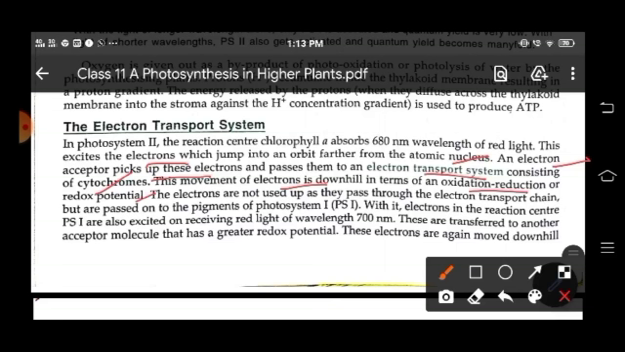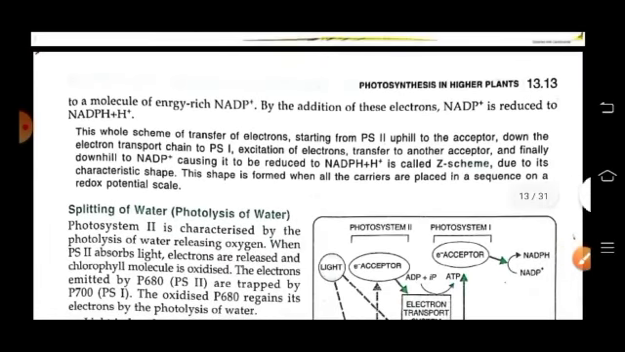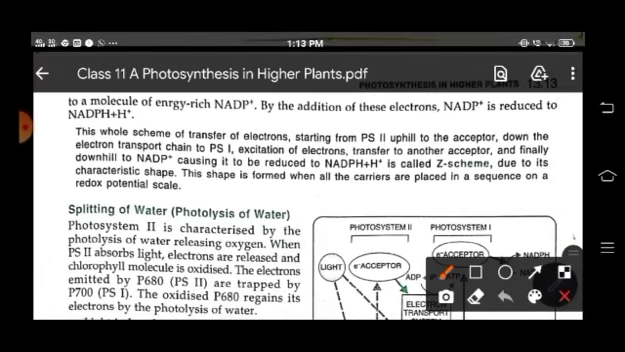Now, the electrons are not used as they pass through the electron transport system, but they are passed on to the pigments of photosystem 1. Here, electrons in the reaction center are also excited on receiving red light of wavelength 700 nm, and these are transferred to another acceptor molecule which has greater redox potential. Now, these electrons again move downhill to an energy-rich compound known as NADP. By the addition of these electrons, NADP is reduced to NADPH plus H+.